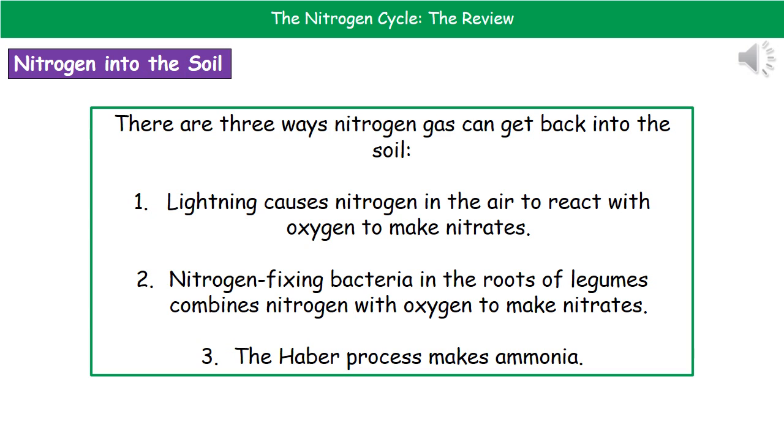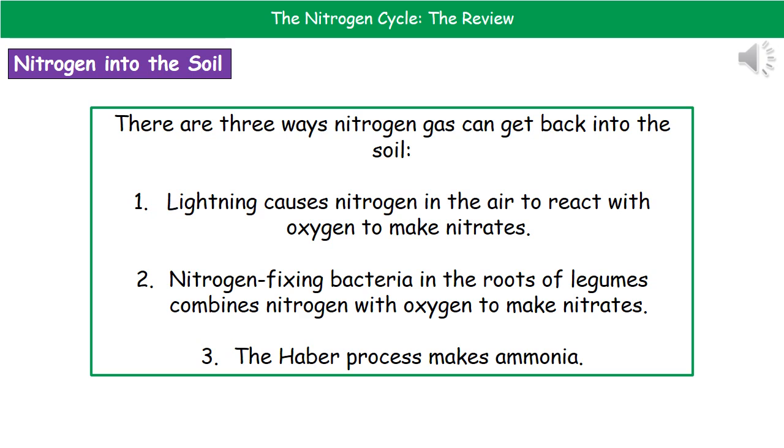What we find is there are three different ways that we can actually get nitrogen gas into the soil. The first way is through the action of lightning. When we have lightning, we've got enough energy there to cause nitrogen in our air to react with the oxygen and therefore make nitrates. So that's our first way. Second way is through the action of the nitrogen fixing bacteria, and these are bacteria that we tend to find in the roots of leguminous plants, so things like clover and peas for example. What they do is combine nitrogen with oxygen to make nitrates once more.